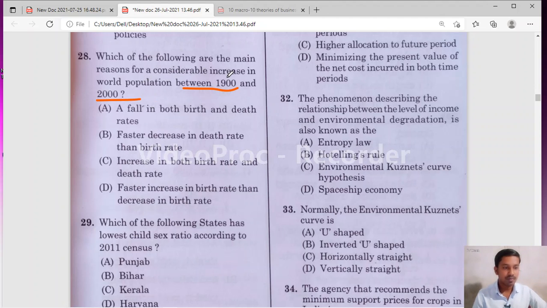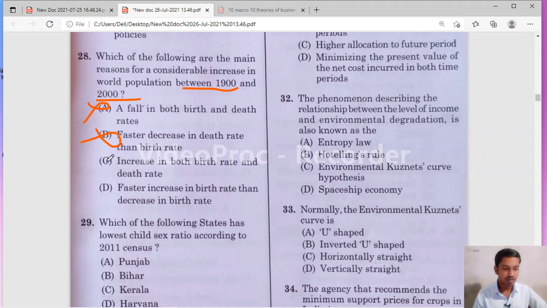Considerable increase in world population between 1900 and 2000. Fall in both birth and death rate? No, this is not the correct answer. Faster decrease in death rate, increase in world population. So this is also not correct. Increase in both birth and death rate, faster increase in birth rate than decrease in the birth rate.